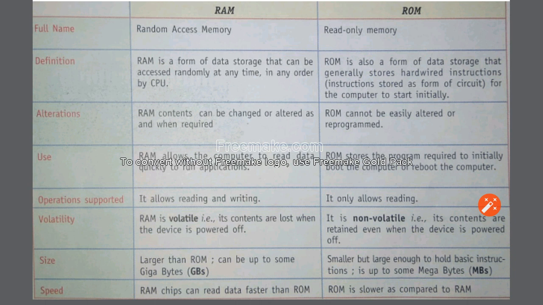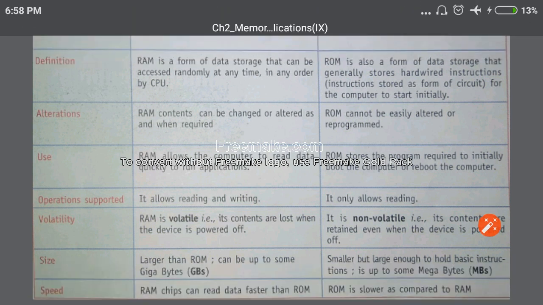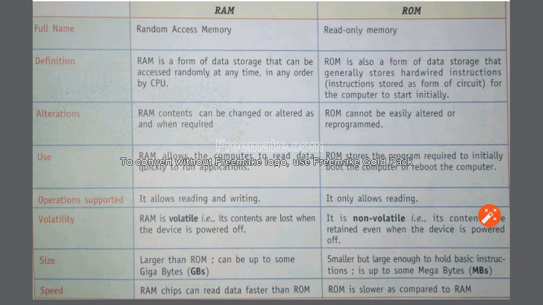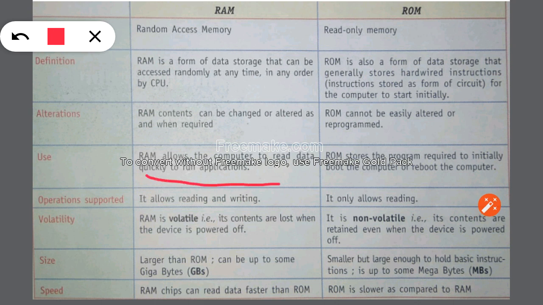I cannot write anything. Or you can say it is the instructions, whatever is there, it has already been instructed at the time of manufacturing only. That random access is not available. Now, the next point is that RAM contents can be changed, but ROM cannot be changed. It cannot be reprogrammed. Then RAM allows the computer to read data quickly to run applications, but ROM stores the program required to initially boot the computer.